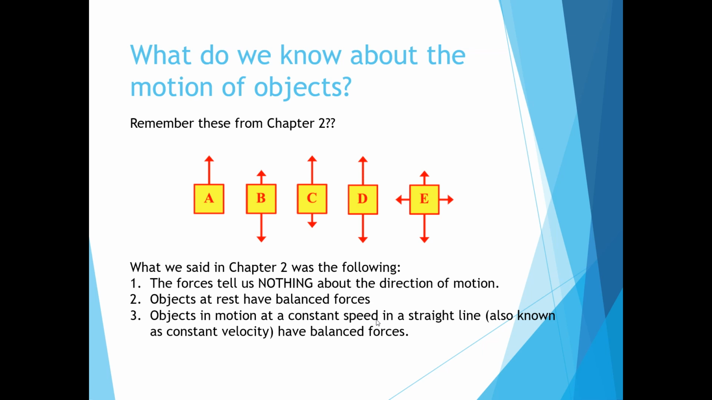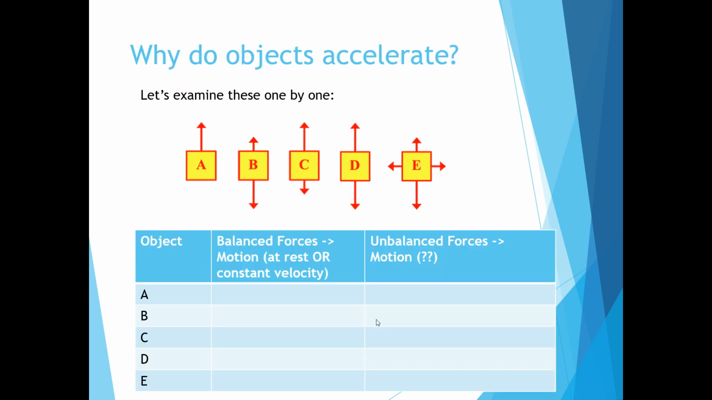We also recognize that objects at rest have balanced forces. So if the forces were balanced in opposing directions, we know that they would be at rest. And objects in motion at constant speed in a straight line, which we now also know as constant velocity, also have balanced forces. So we're trying to head towards the idea about acceleration. So let's examine these one by one.